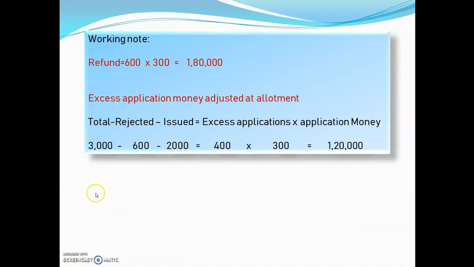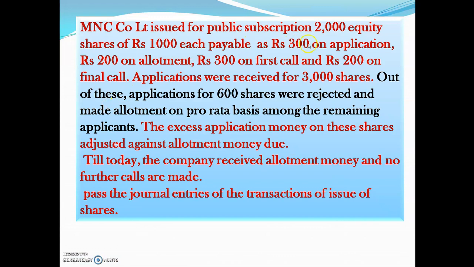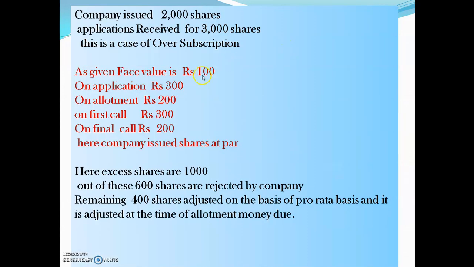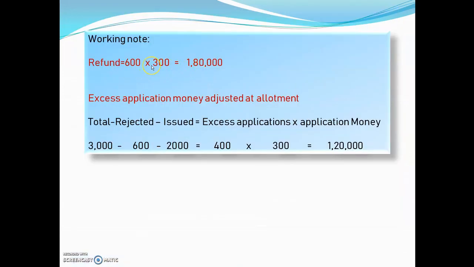Okay, fine. So the first working note is the refund, that is rejections. Here 600 shares are rejected and we have to multiply this 600 with application money per share. See here, application money per share is 300. So 600 multiplied by 300. 600 is the number of shares rejected by the company, and this 300 is the application money per share. So the total will be 1,80,000.